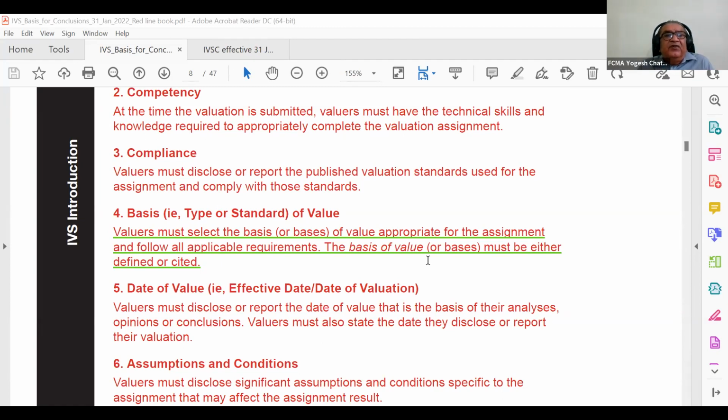So basis of value. A valuer must select the basis of value appropriate for the assignment and follow all applicable requirements. The basis of value must be either defined or cited.